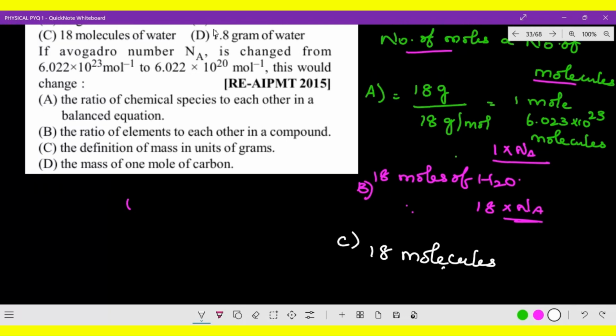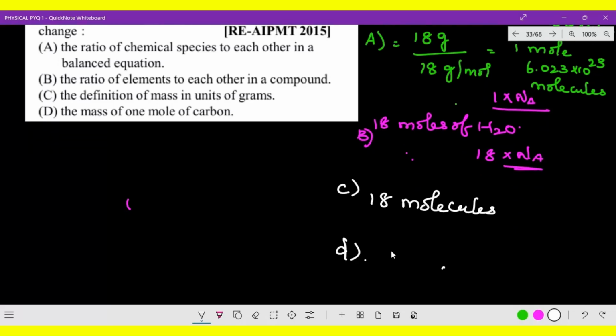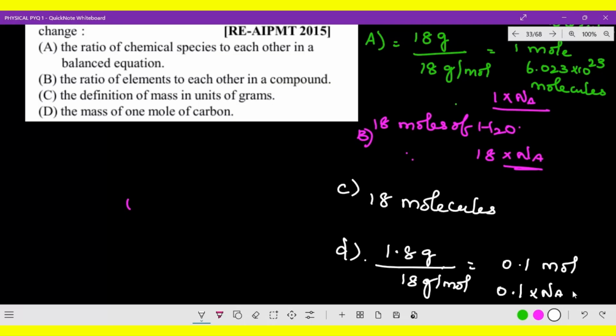Then next, the fourth one, option D, 1.8 gram of water. So 1.8 gram of water divided by 18 gram per mole of water. Here you will get 0.1 mole, and that is 0.1 into Na. What is Na? Avogadro number.